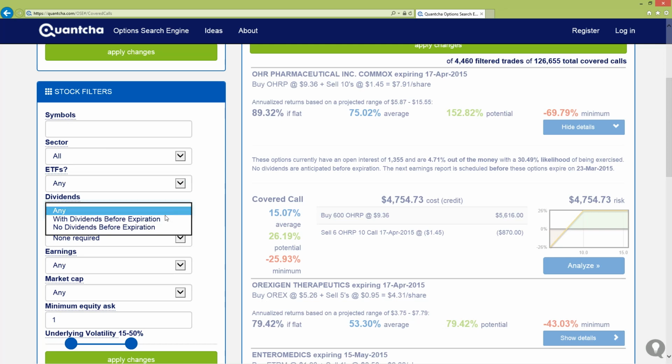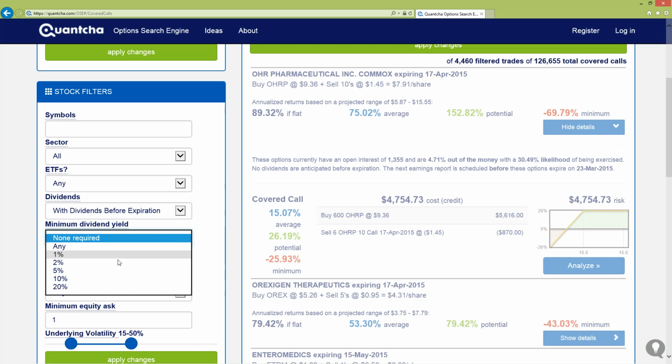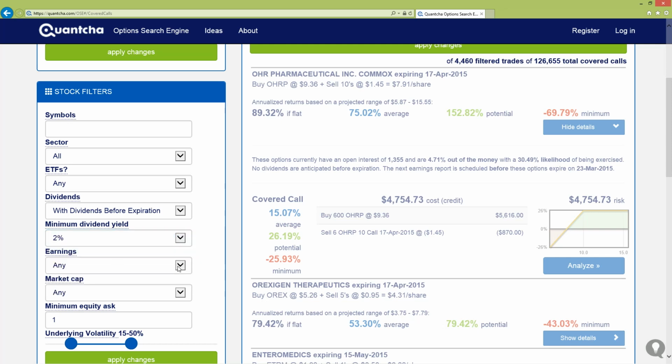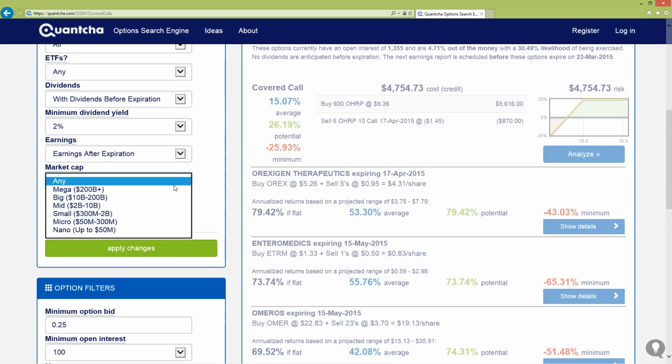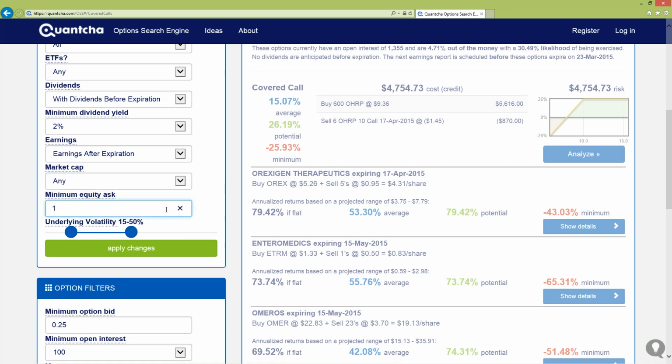For dividends, let's say we want to see stocks that have dividends before expiration, and we want to see at least a 2% yield. And then for earnings, we'll say that we only want to see stocks that have earnings after the expiration. So we want to look for some dividend capture, minimize the risk of the volatility based on earnings, and we could also choose a certain band of market cap size stocks, or change the minimum equity ask that's being requested to buy into the stock right now. If, for example, you want to make sure that you're only buying stocks that trade at, let's say, $3 a share, be able to set that here.